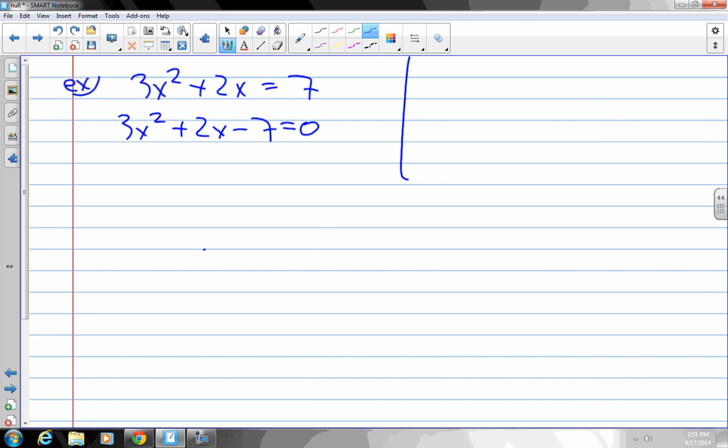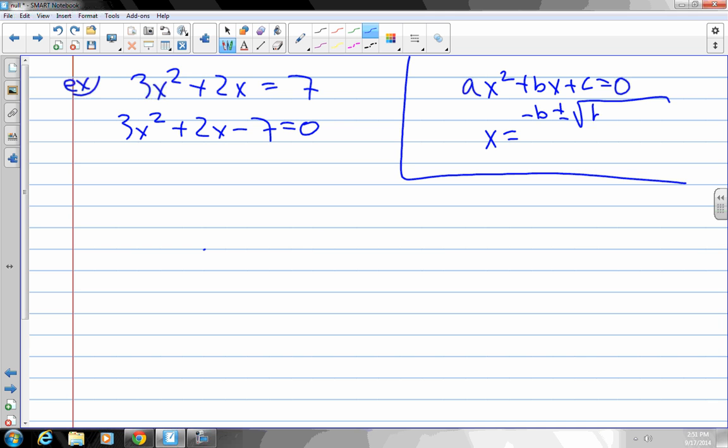Now remember, the idea here is my equation is ax squared plus bx plus c equals 0, and then x is negative b plus or minus the square root of b squared minus 4ac over 2a, right? So for this specific equation, a equals 3, b equals 2, and c equals negative 7. These are the coefficients. You just read them in a row: a, b, c, depending on which term it is.